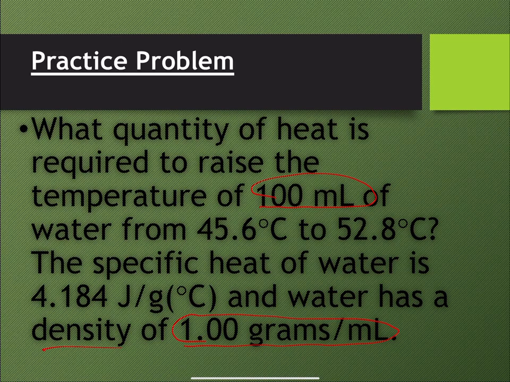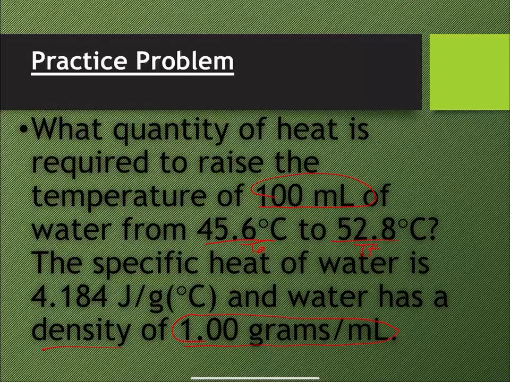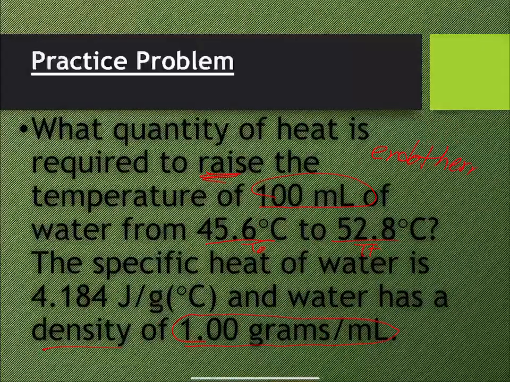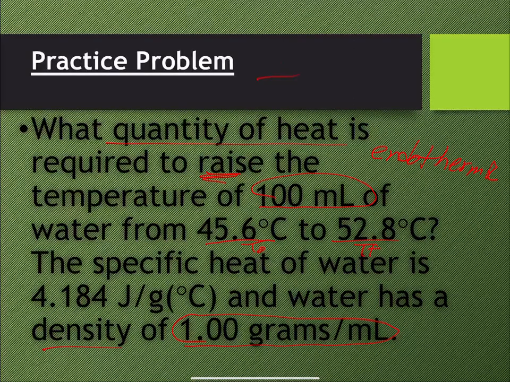Now, if the temperature goes from 45.6 to 52.8, we know it raised. It raised temperature, which means it's going to be endothermic because energy is being added. And so they want to know what quantity of heat is added. We better end up with a quantity of heat that's positive because it's absorbing energy.